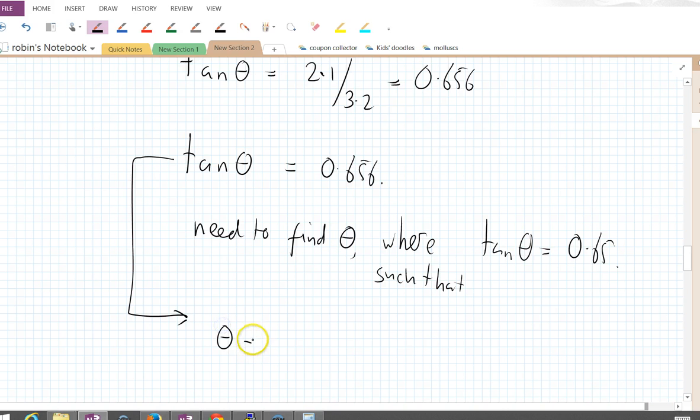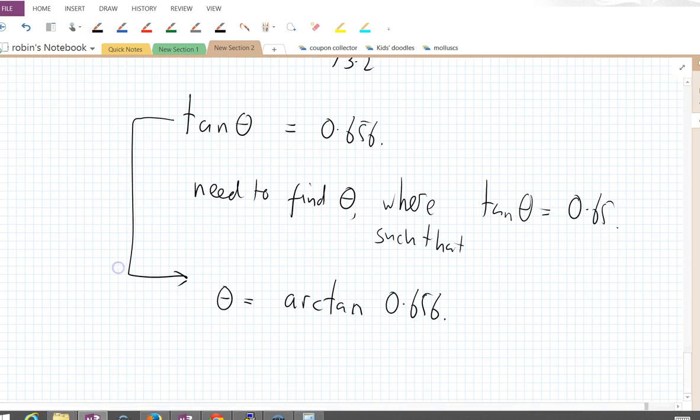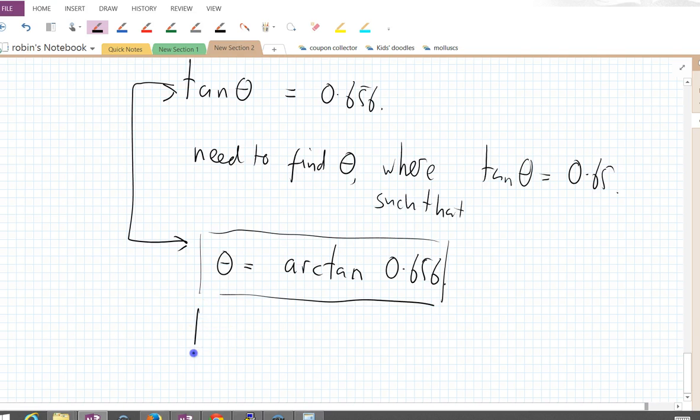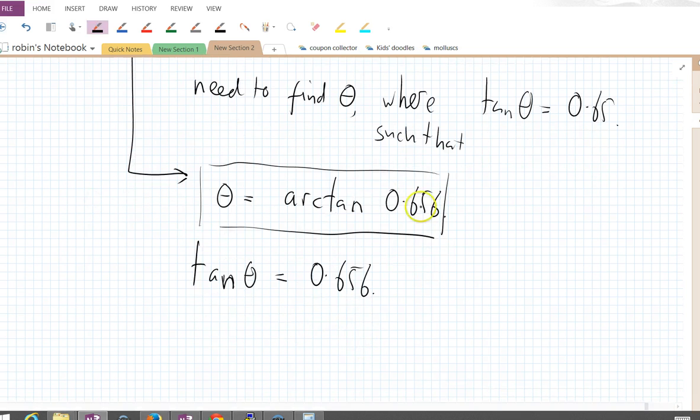So you write that like this. You say that theta equals arctan 0.656. And these two statements here have the same meaning. And this confused the life out of me for years and years. But you've got to remember, what is this arctan? Well, this sentence here is the same as this sentence here: tan theta equals 0.656. And of course, there's nothing special about that 0.656. I could put any number in there.